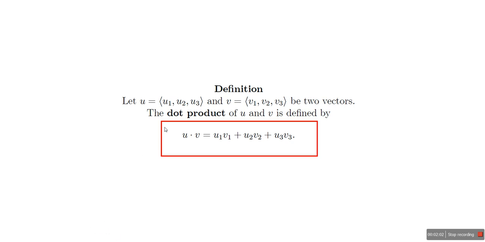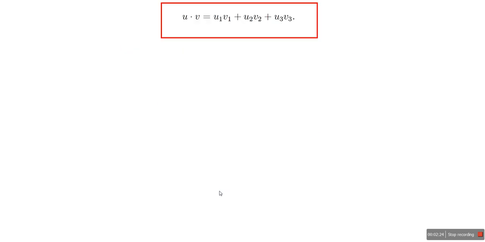Given two vectors with components u1, u2, u3, and v1, v2, v3, the dot product of u and v is defined as follows. You take u1 times v1 plus u2 times v2 plus u3 times v3. So it's a simple type of product, but it has very useful implications.